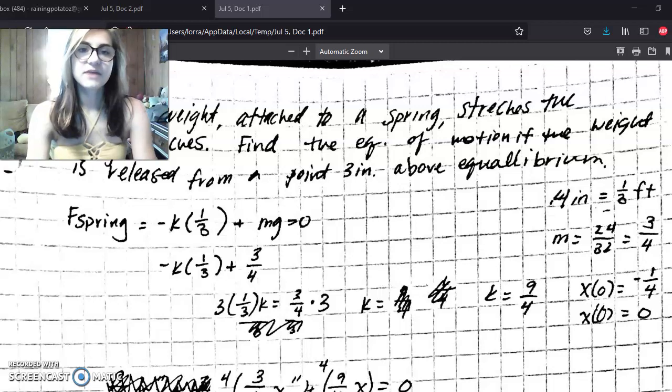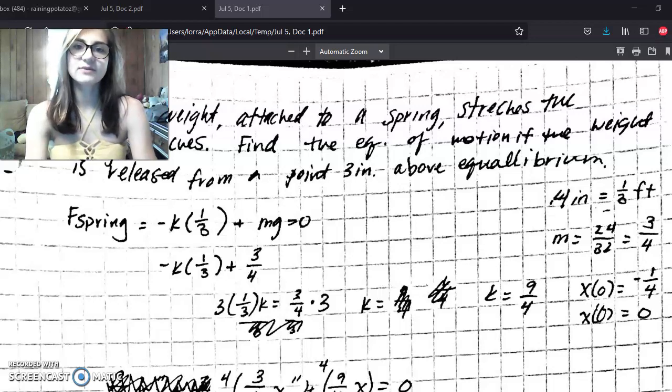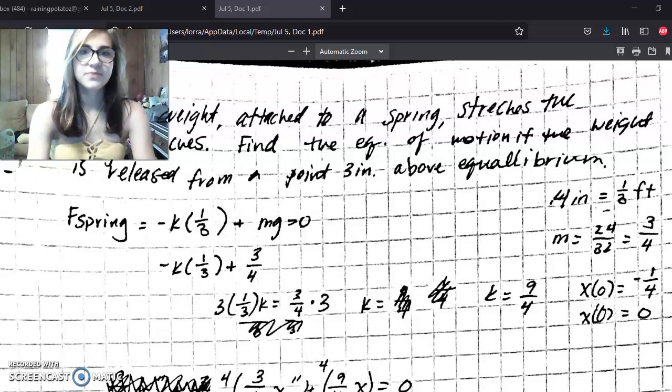So in this problem, we had a 24-pound weight attached to a spring that stretches the spring 4 inches. Find the equation of motion if the weight is released from 0.3 inches above equilibrium.